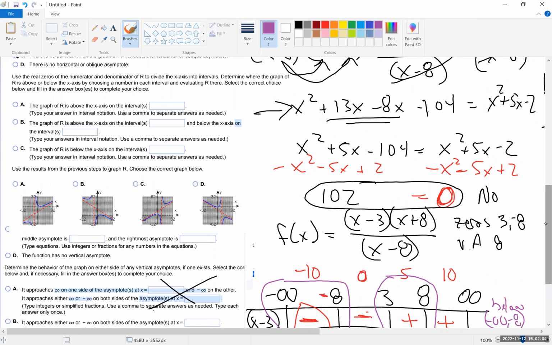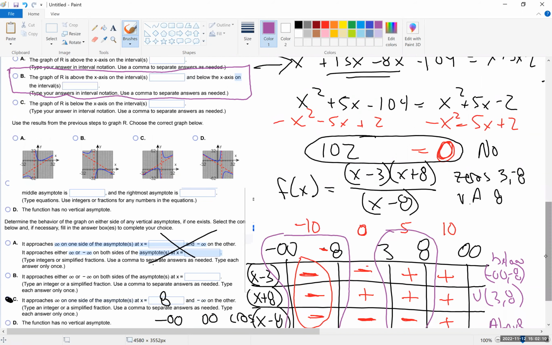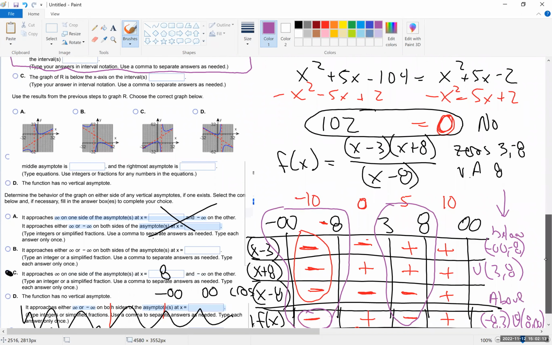It's sometimes above and sometimes below. So B is the one that we're going to answer. And the intervals that we put in are right here.